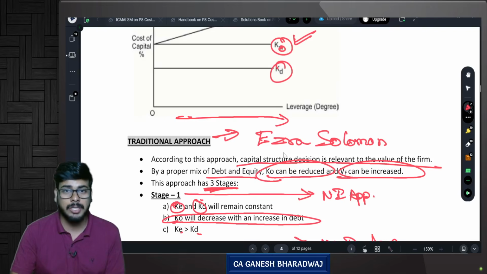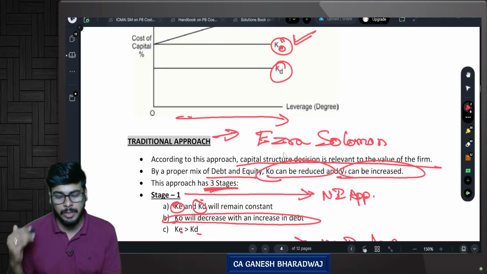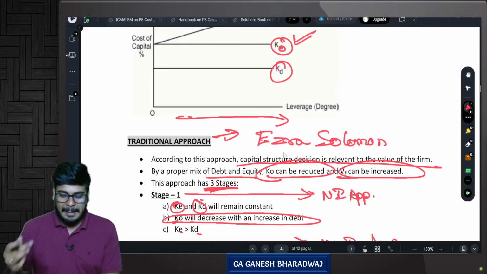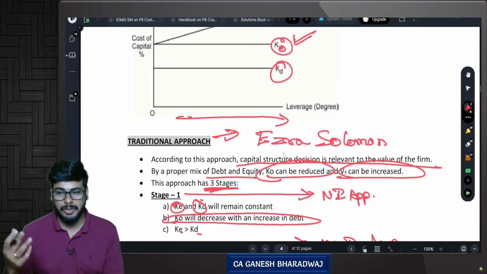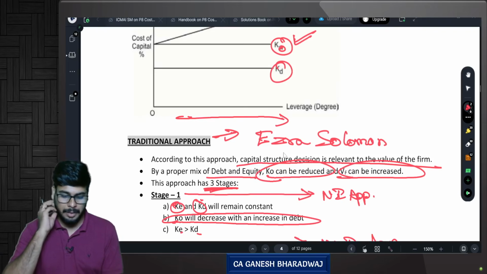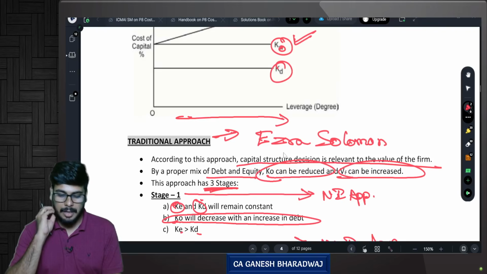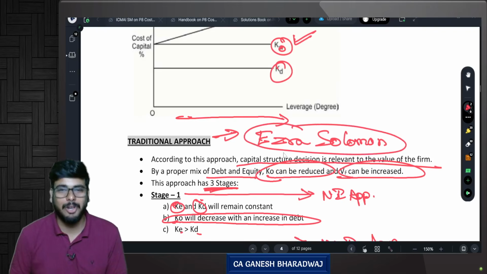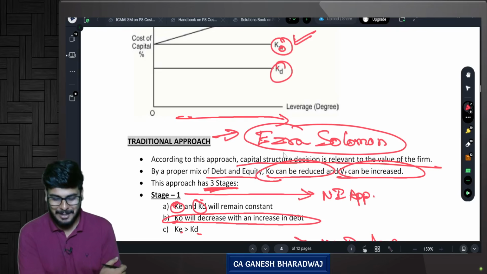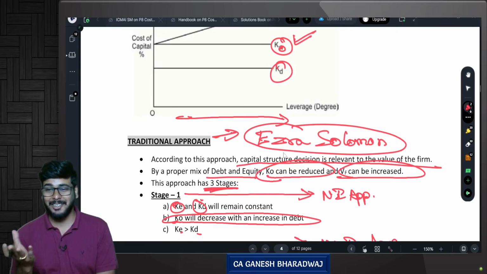I remember this in my regular class. Once I finished this traditional approach, one student asked me a doubt. I was very interested to take the doubt. I asked him, yes, tell me the doubt. I thought he was going to ask me something about the traditional approach. But for a change, his doubt was interesting. He wanted to know whether Ezra Solomon is a male or female. I thought this guy would ask me a really good doubt, but look what he is interested in.